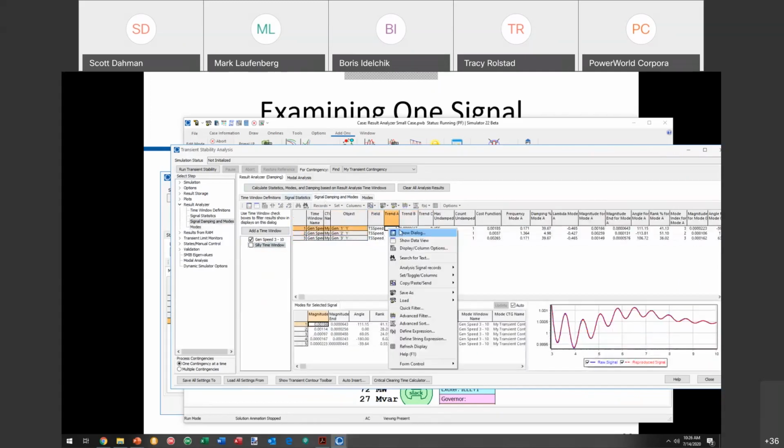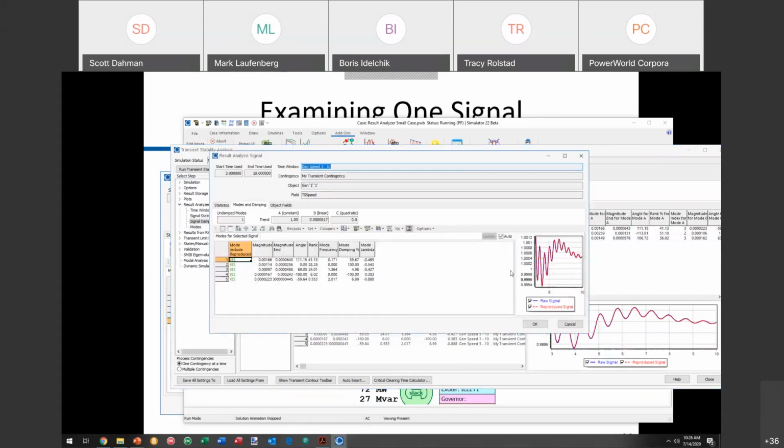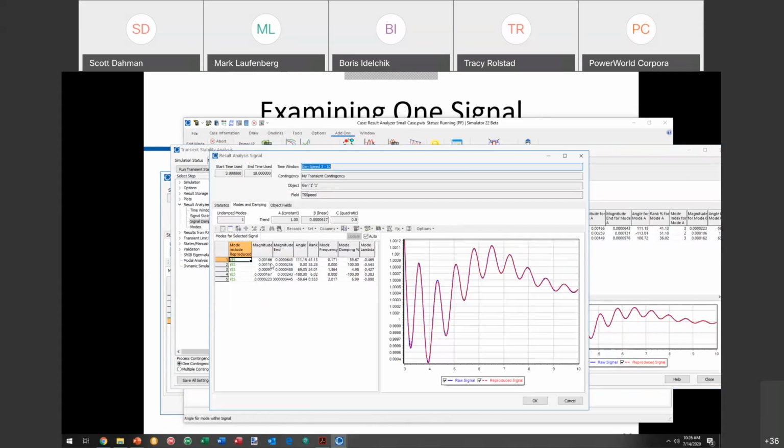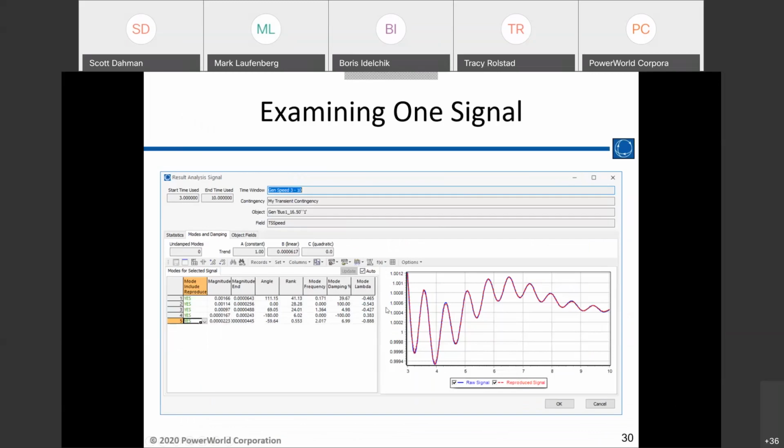And I can go look at a dialog that shows me this calculation. So here we are. I have generator speed at bus 1, and it's telling me that it's got these 5 modes. The mode frequencies are listed here. The blue signal is the actual simulation result that I have, and the red signal is the reproduced signal if I take the summation of these 5 modes. So clearly that fit very well in this example.